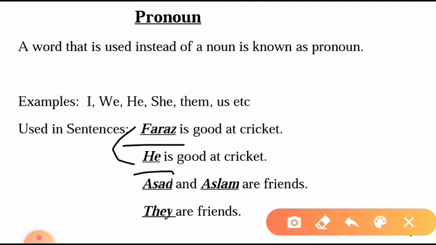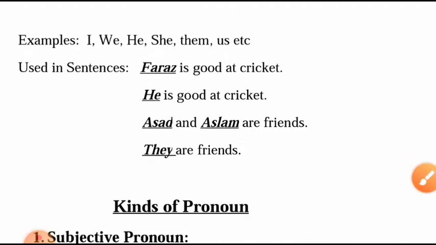Another example, you can see Asad and Aslam are friends. Here you can see the two nouns, Asad and Aslam. When there are two nouns, you would use the pronoun which is used for two nouns or more than two. If there are two or more than two nouns, you can use the pronoun they. So you can say they are friends. So this is the pronoun. Let's talk about the kinds of the pronoun.